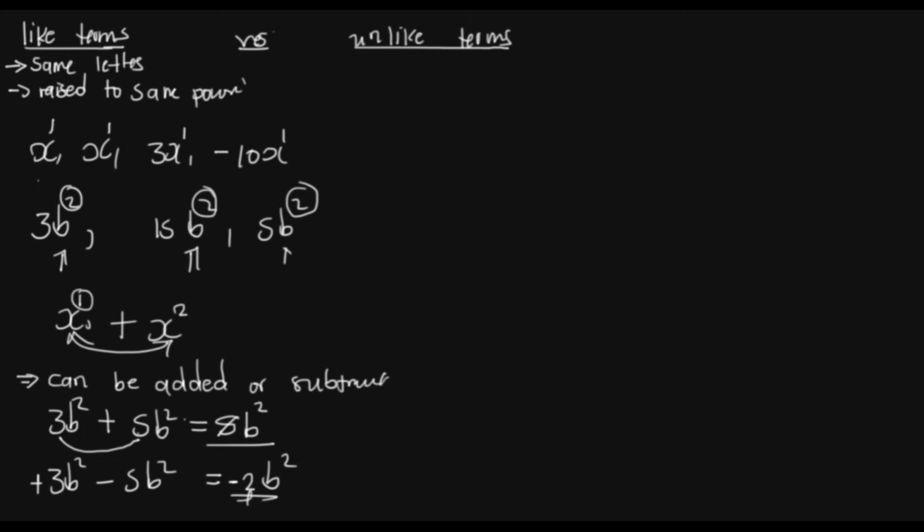Then also like terms can be multiplied. We can multiply like terms. And in terms of multiplying, if we have 3b squared times 5b squared, we can multiply 3 times 5, we get 15. Then b squared times b squared, we are going to have b raised to the power 4. So after multiplying like terms, the power increases, for which you can use the principles of indices, where the bases are the same, you add the indices.